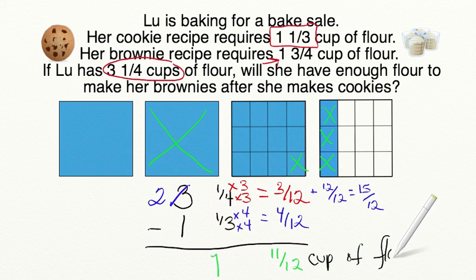So is that enough to make brownies? Well, let's see. We know that brownies require 1 3/4 cup of flour. And if we find a common denominator for fourths, we have 1 9/12 cup of flour needed for brownies, which is less than the 1 11/12 that we have left over. So that means she'll have plenty of flour to make brownies.